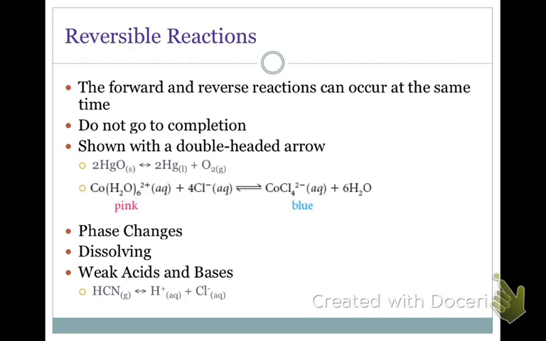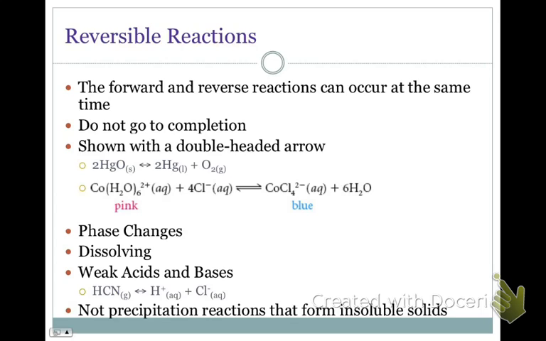Weak acids and bases will also be reversible because, recall from Unit 4, weak acids and bases won't completely dissociate in solution. So here you have the HCN, and it's in equilibrium with the hydrogen ion and the cyanide ion. So you can have the reaction go forward. You can take the HCN and produce hydrogen ions and cyanide ions, or the reverse can happen. These aren't going to be precipitation reactions that form insoluble compounds. So if you have a compound at the end that is not going to be able to be dissolved in water, that's not going to be reversible.